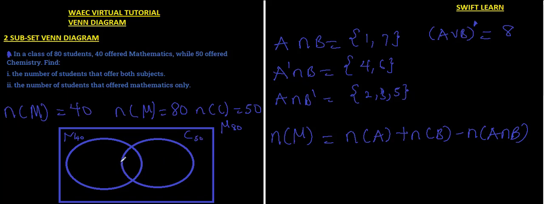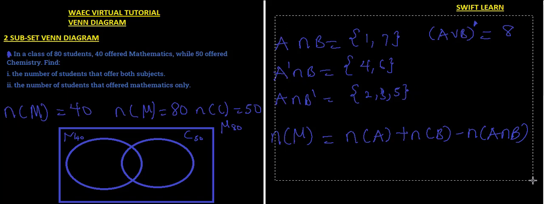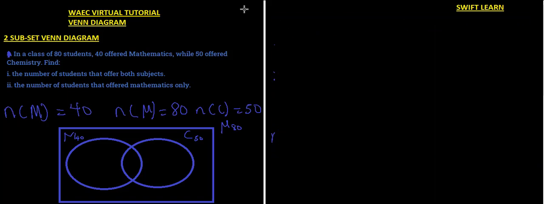No, because of some things that are common here. Now they said find the number of those students that offered both subjects. The students that offered both subjects should be those at the middle. Do you get it now? Like the intersection of the set, those are the middle. So I can say let those that offer both subjects, which is M intersection C, let it be what? X. So I can just put X here.